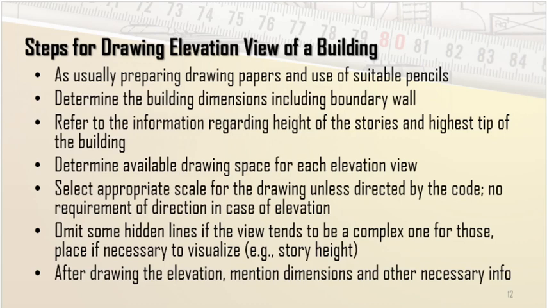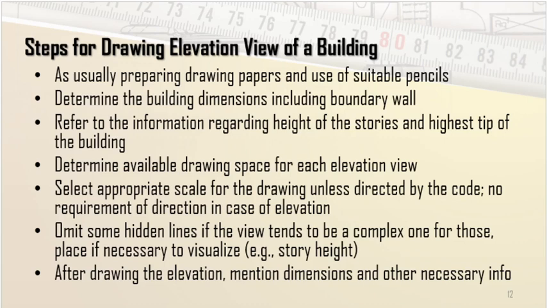and then refer to the information of each story's features and highest tip of the building. That means we need the information of the story heights. Say for example, what will be the height of each story, you should know this, although you cannot understand it from the plan view. So you need to know that information. If not given, we conventionally use story height equals 10 feet all the time, and some other considerations are there. If not given, obviously we'll have to assume reasonable values, but in practical life we'll obviously have to define those dimensions first.